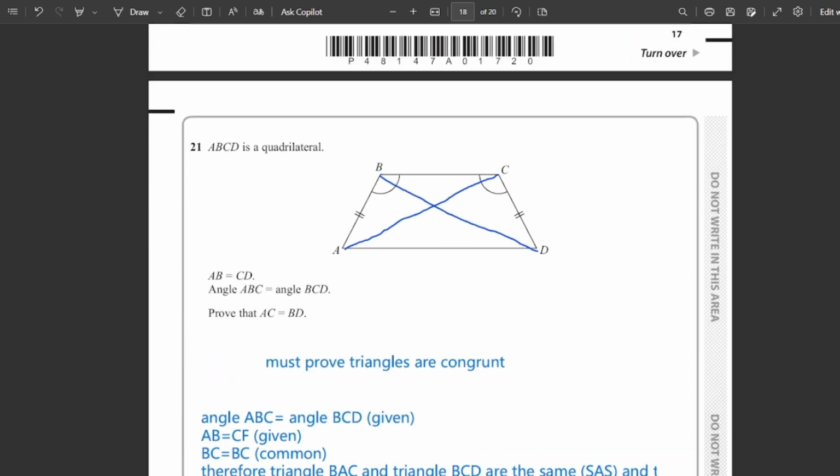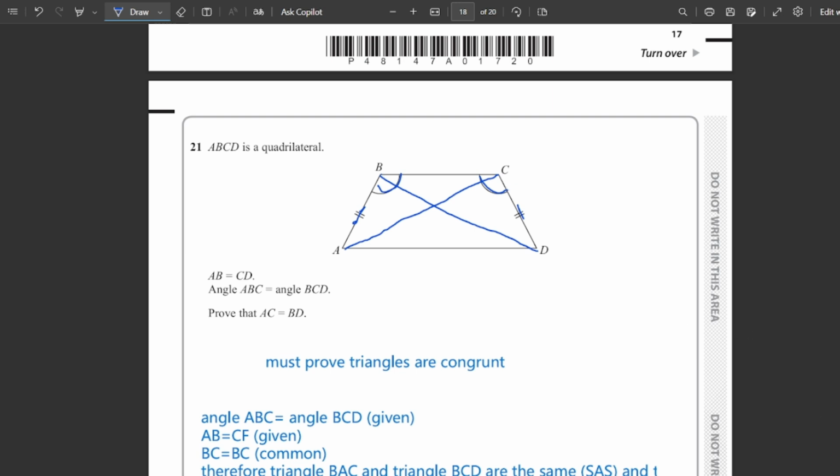Oh, this is a tricky one. I personally don't like this question that much. ABCD is a quadrilateral. AB, which is this one, equals CD. Angle ABC equals angle BCD. Prove that AC equals BD.